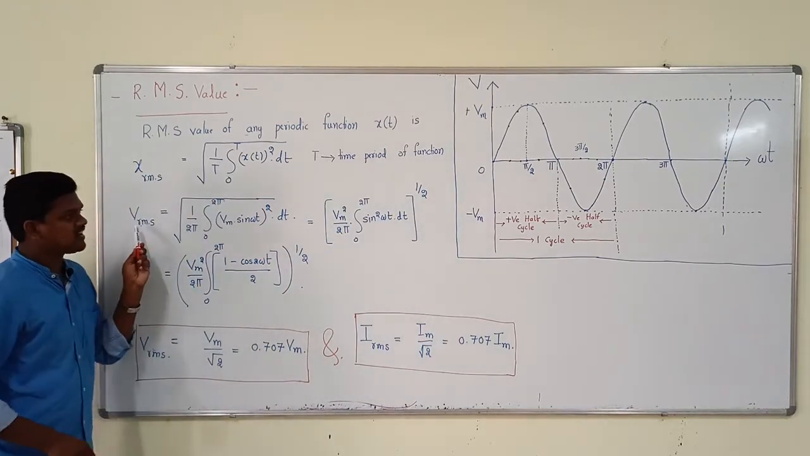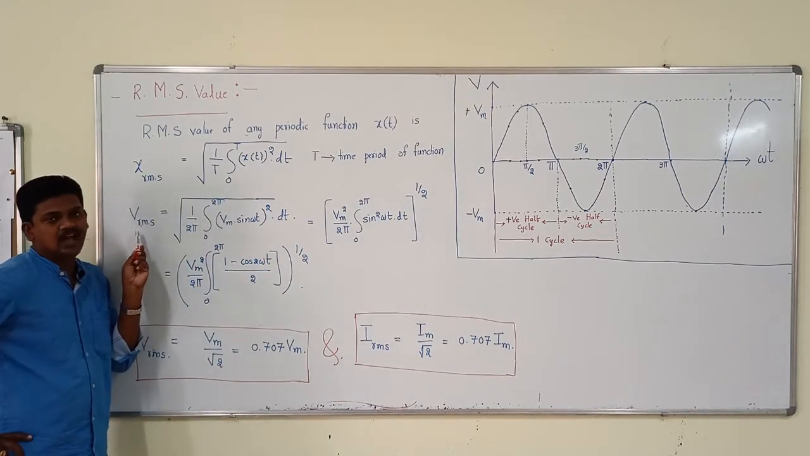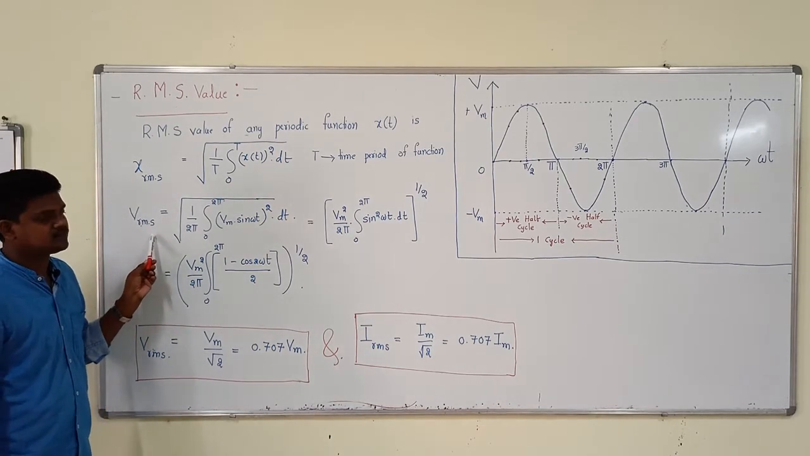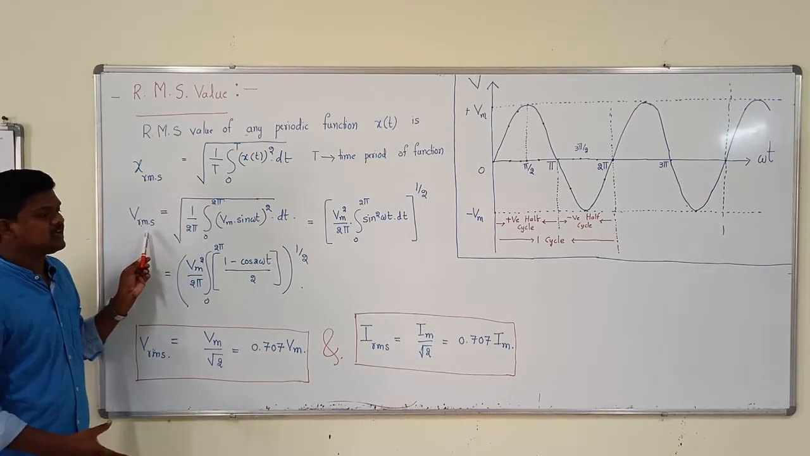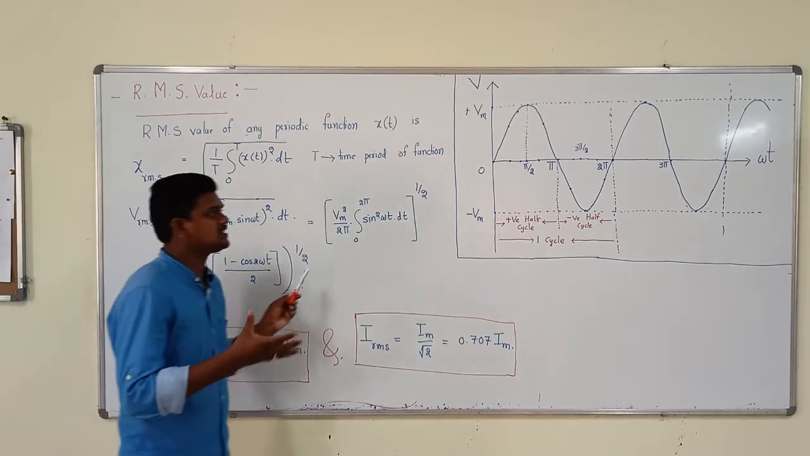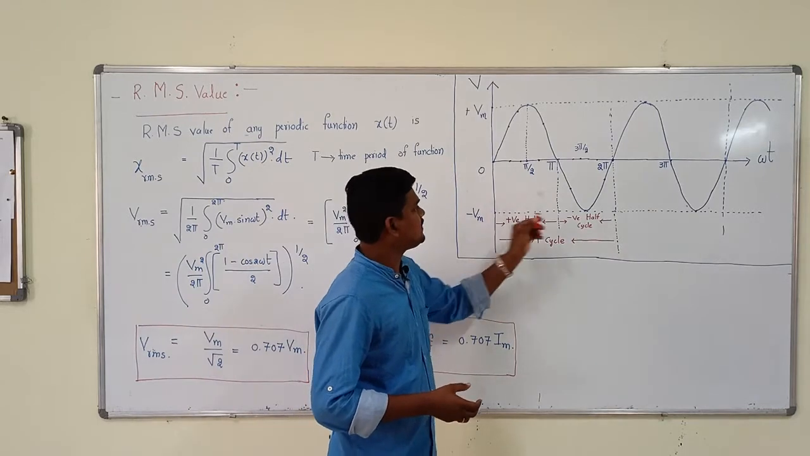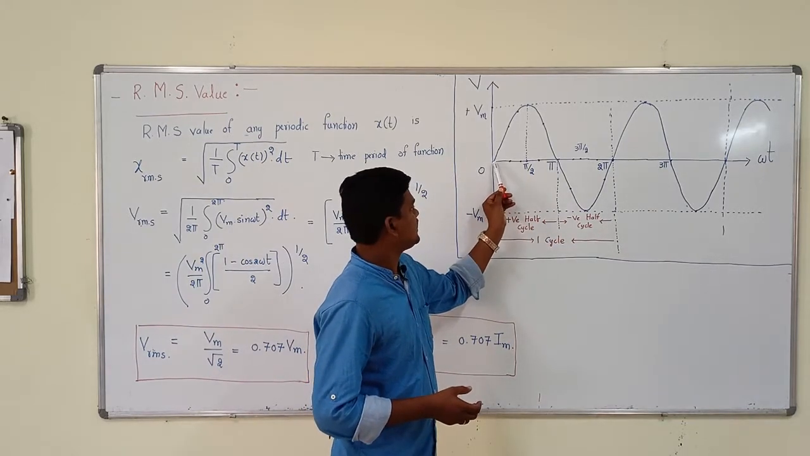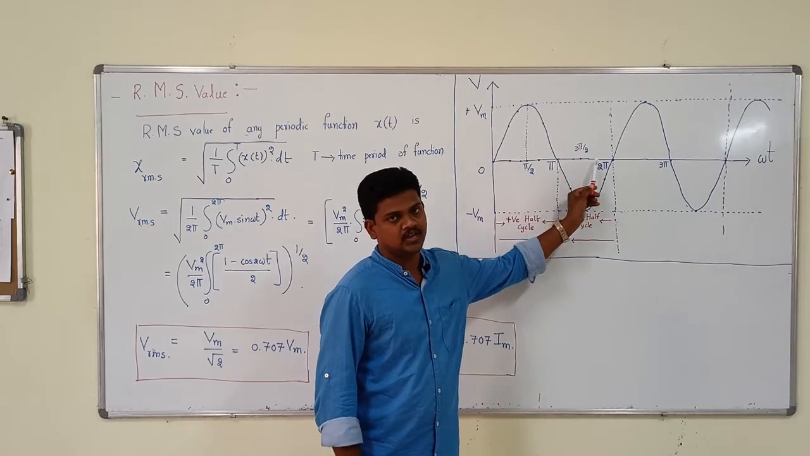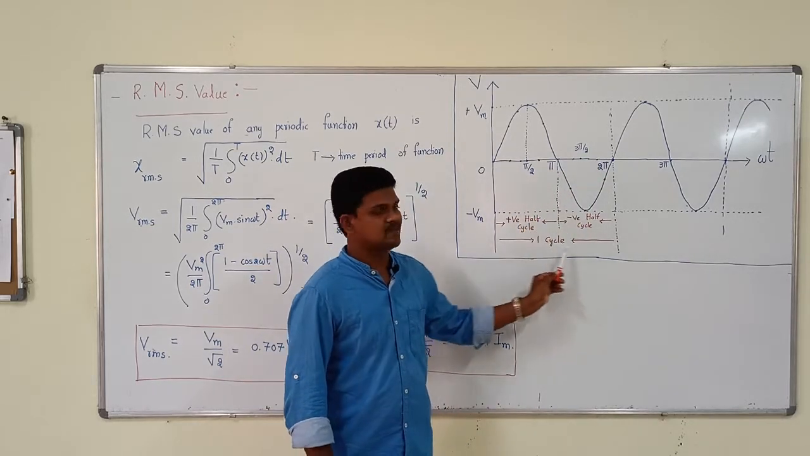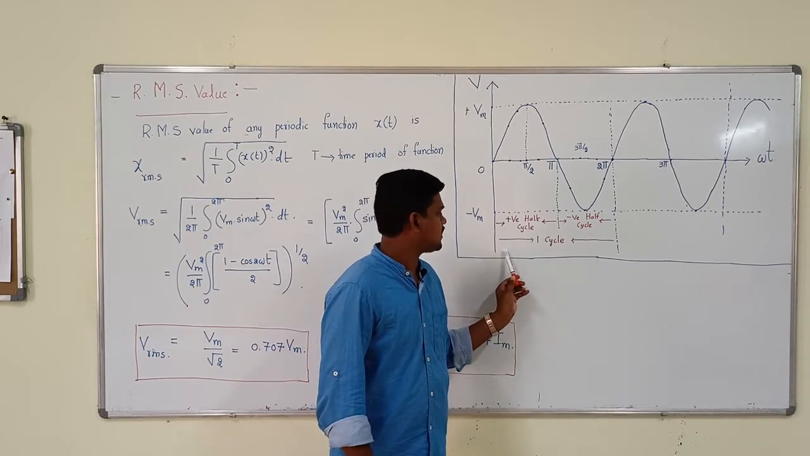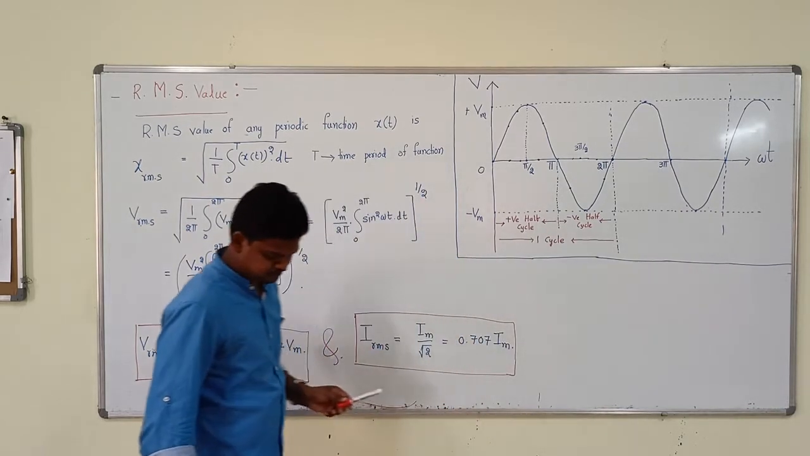Here our requirement is VRMS or IRMS. I will go for the VRMS. For VRMS, the value doesn't become 0 over a half cycle, so I am directly taking the complete time period: one positive half cycle with one negative half cycle. This is pi, this is pi. The complete time period is 2 pi.